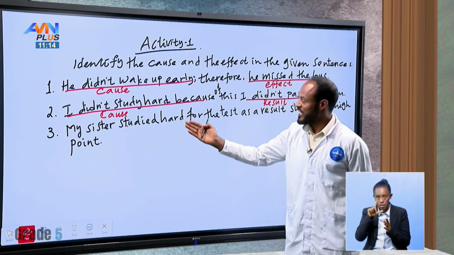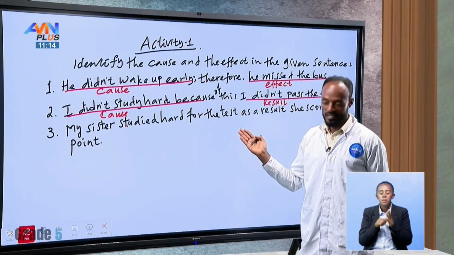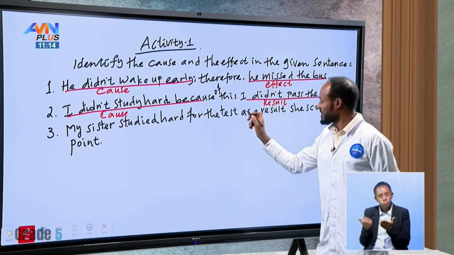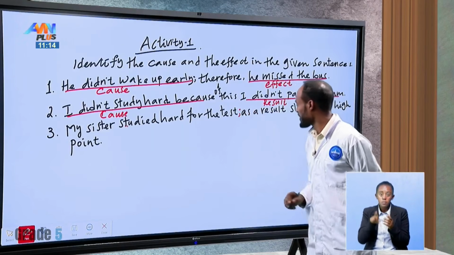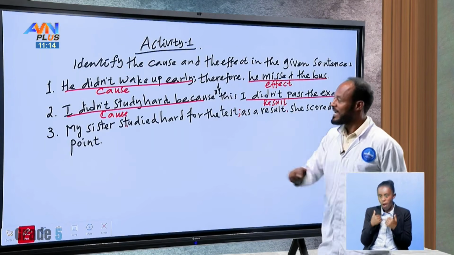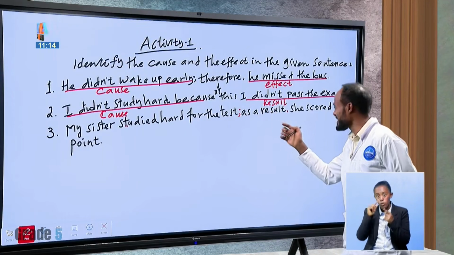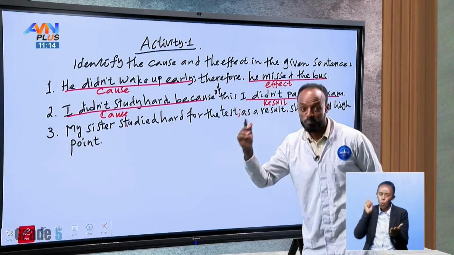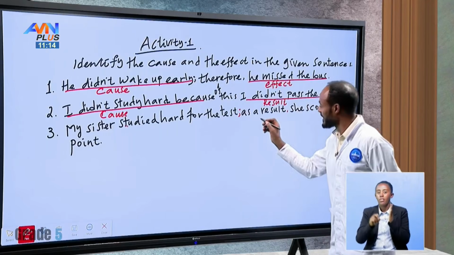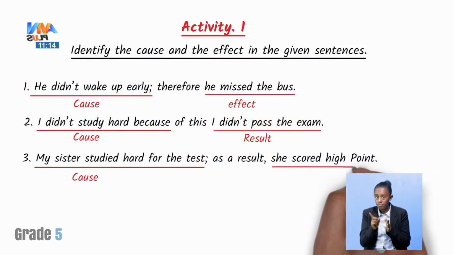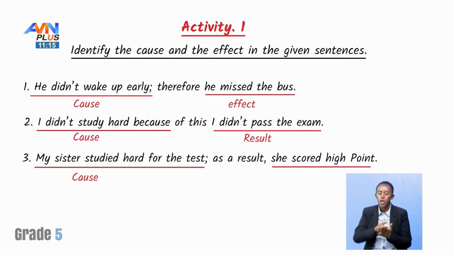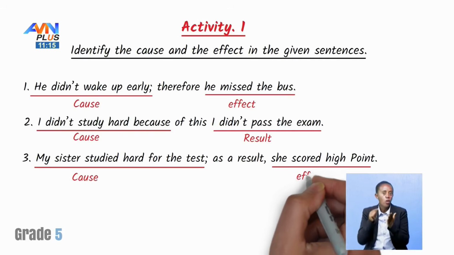My sister studied hard for the test. As a result, here should be a semicolon and the comma should be here. My sister studied hard for the test. As a result, she scored high points. The result is what? She scored high points. This one is the result or effect.